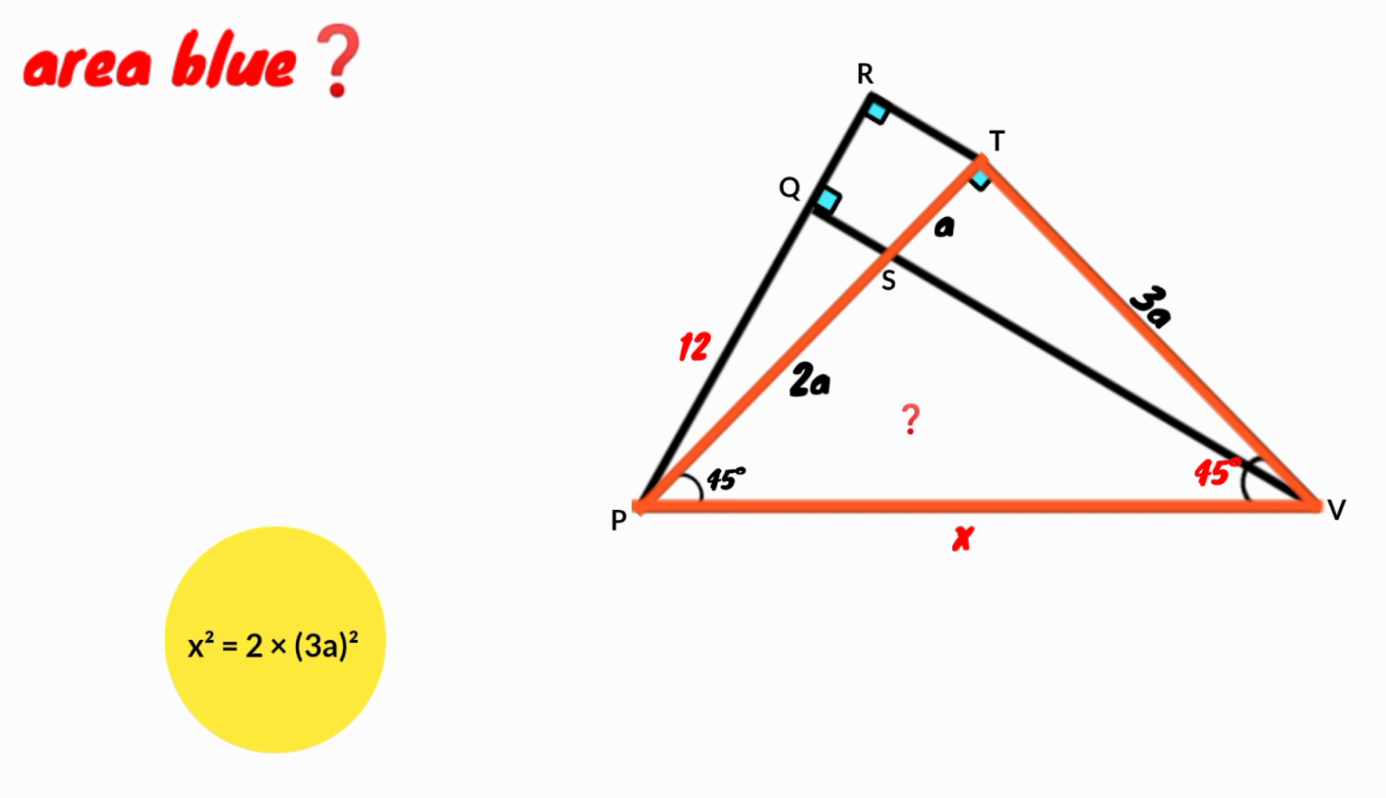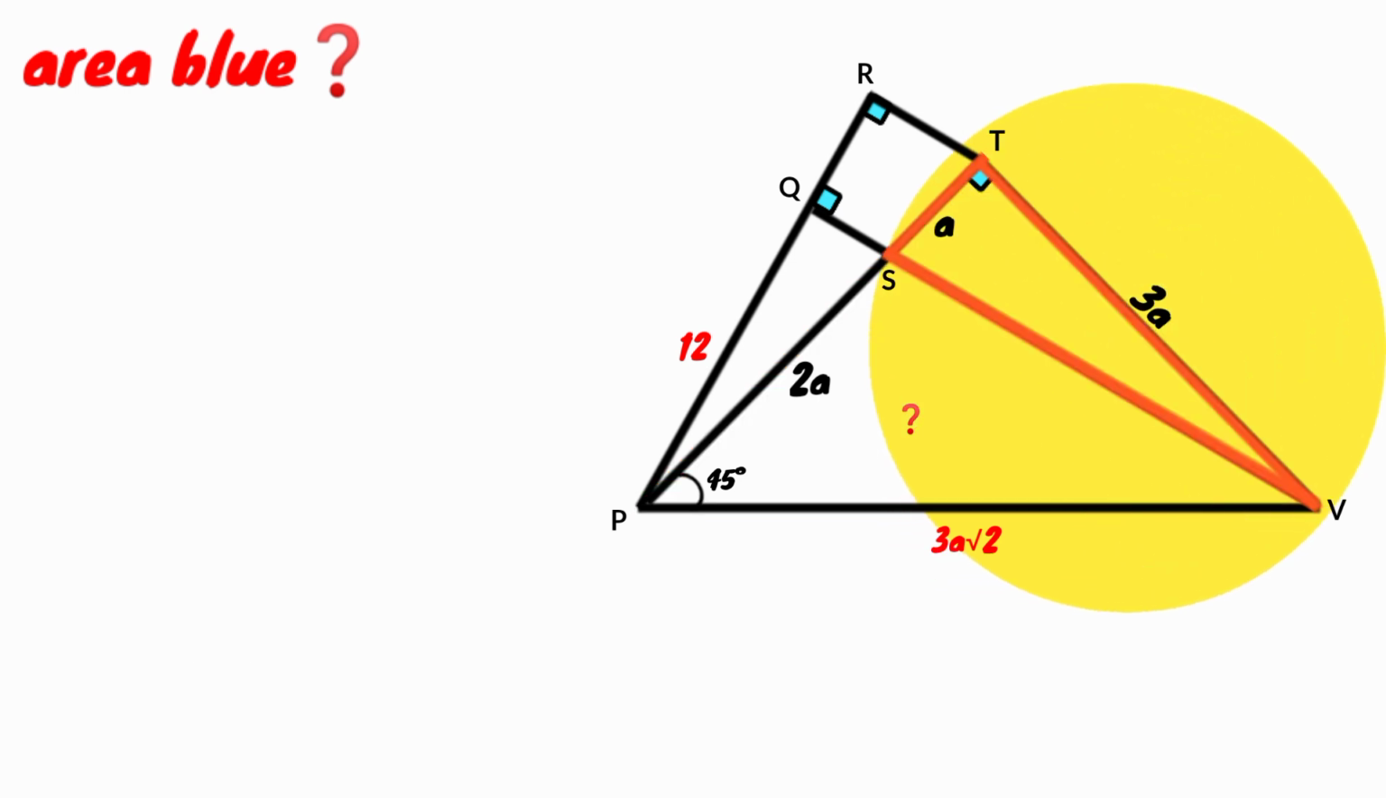Take the square root of both sides of the equation. Here square root of x squared is x, while here square root of 2 times 3a all squared is root 2 times 3a, and root 2 times 3a is 3a root 2. So x equal to 3a root 2. That is, the length of this side is 3a root 2. Now come to this triangle STV. It is also a right angle triangle, and we have two of its sides to be of length a and 3a.